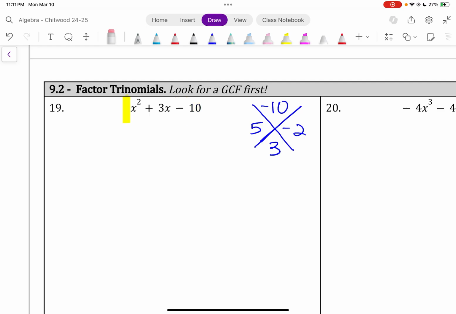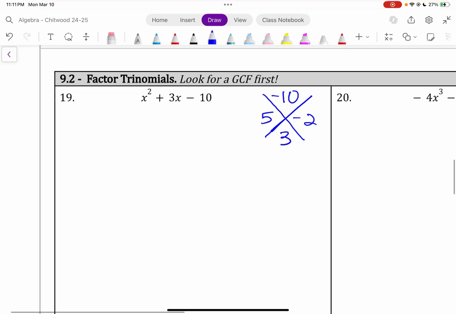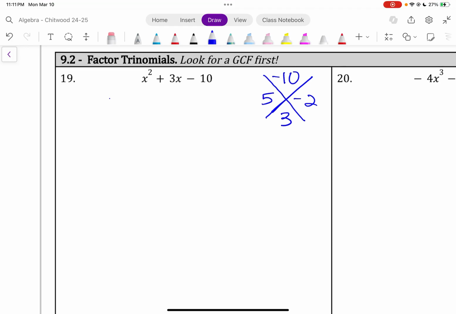So I'm going to write this. I'm going to expand this first. And I'm going to write x squared plus, and then instead of 3x, I'm going to do 5x minus 2x minus 10. This part right here became this part right here. We just expanded that. Now I'm able to solve this by grouping. So I'm going to break this up into the two binomials and take out the GCF as we did above.